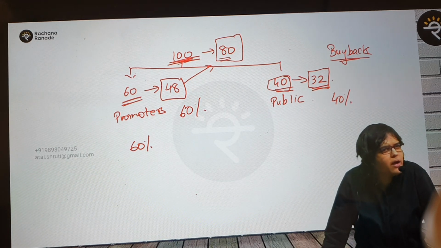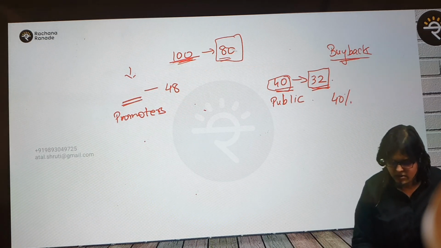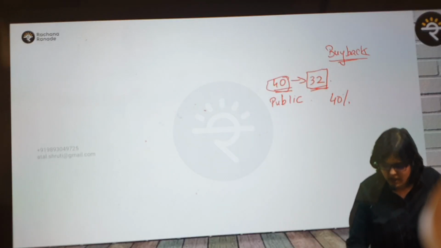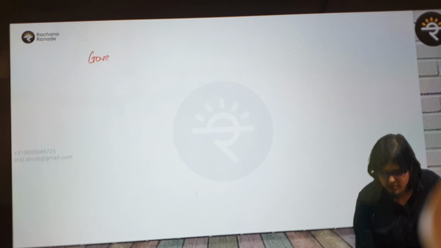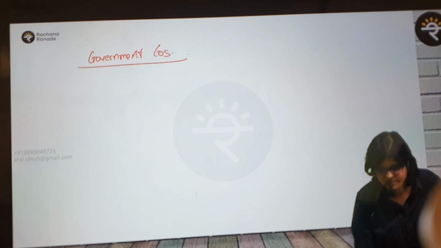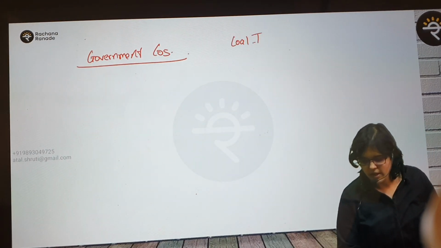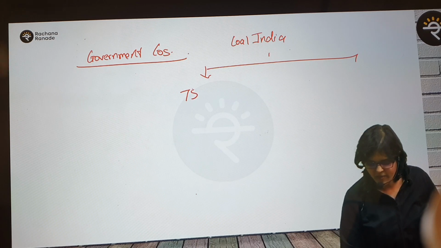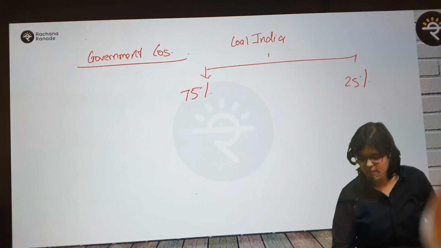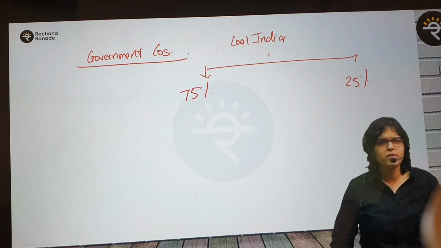Which types of companies give very high dividend? Government companies. Which companies give the highest dividend? Generally, in 90% of cases, you will see that government companies give the highest dividend. Why? Understand. Assume we are talking about a company like Coal India. In Coal India, the government has, let us say, a 75% stake. 25% is with the general public.